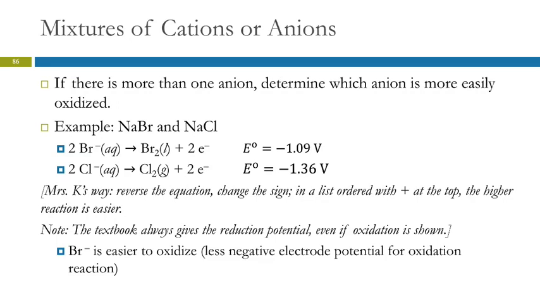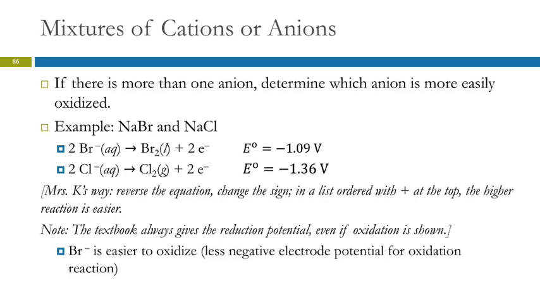Similarly, if there's more than one anion, like you've got sodium bromide and sodium chloride mixed, you're going to look at the electrode potentials for those two ions. Okay, so we need to read this small print here. So in your textbook, regardless of whether they write the half reaction as an oxidation or a reduction, they list the standard potential from the table, which is for the reduction reaction.